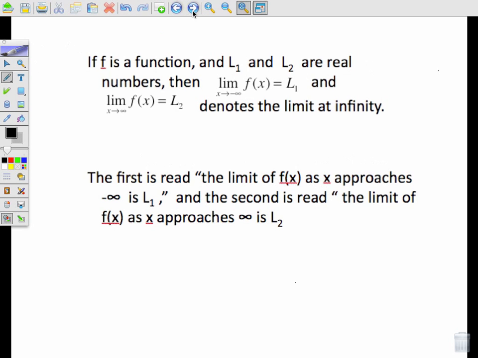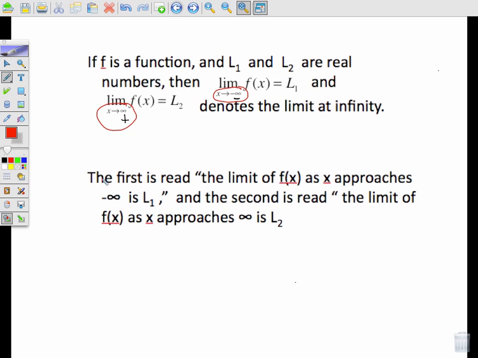Here's what we've got. If f is a function and L1 and L2 are real numbers, then the limit as x approaches negative infinity of the function is equal to L1, and the limit as x approaches positive infinity equals L2. This would denote the limit at infinity. So right here you can see the symbols that we're going to be using for negative infinity and then positive infinity.